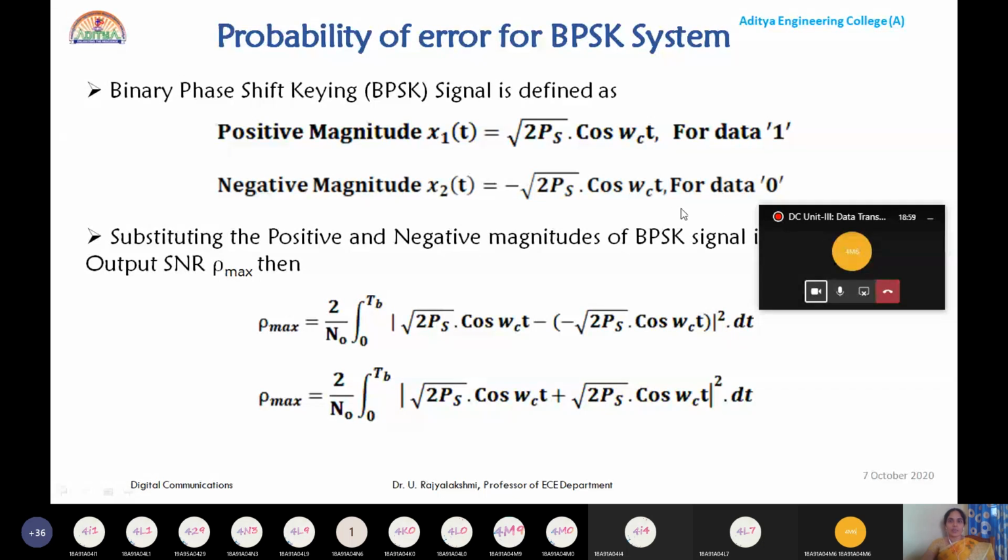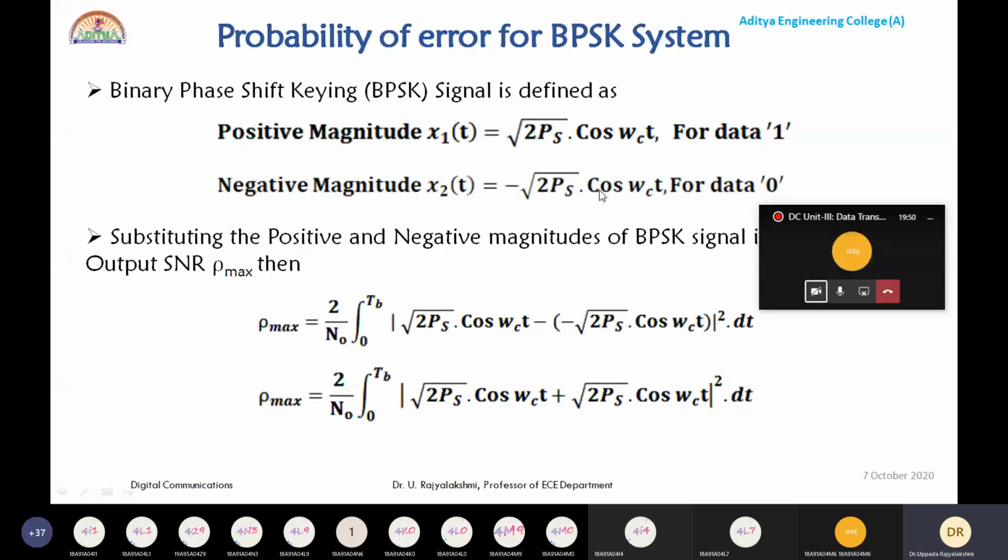Now coming to the negative magnitude. For data 0, you will have minus 1 magnitude, and the phase will be 180 degrees. The phase change is 180, so you will get cos omega ct plus pi, that is plus 180 degrees. Cos omega ct plus 180 degrees will be minus cos omega ct. So it is minus root 2 Ps cos omega ct. This is for data 0. For data 0, you will have a phase difference of 180 degrees, and that phase difference generates a change of minus cos omega ct. So minus root 2 Ps cos omega ct will be the magnitude for data 0.